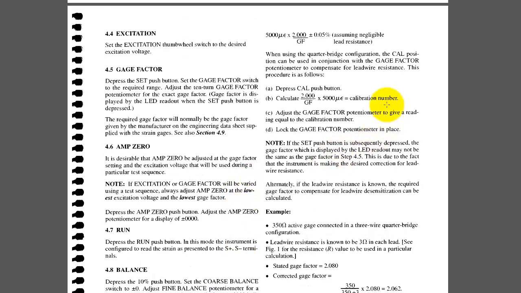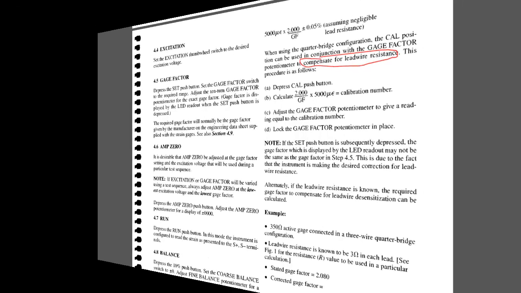You can see that here. When using the quarter bridge configuration, in other words one strain gauge, the cal position can be used in conjunction with the gauge factor potentiometer to compensate for lead wire resistance. There we go. So that's why section 4.9 is important. By using 3 wires you can compensate for lead wire temperature changes, but you can use this section 4.9 to actually compensate for the effect of resistance on your connecting lead wires in the first place.